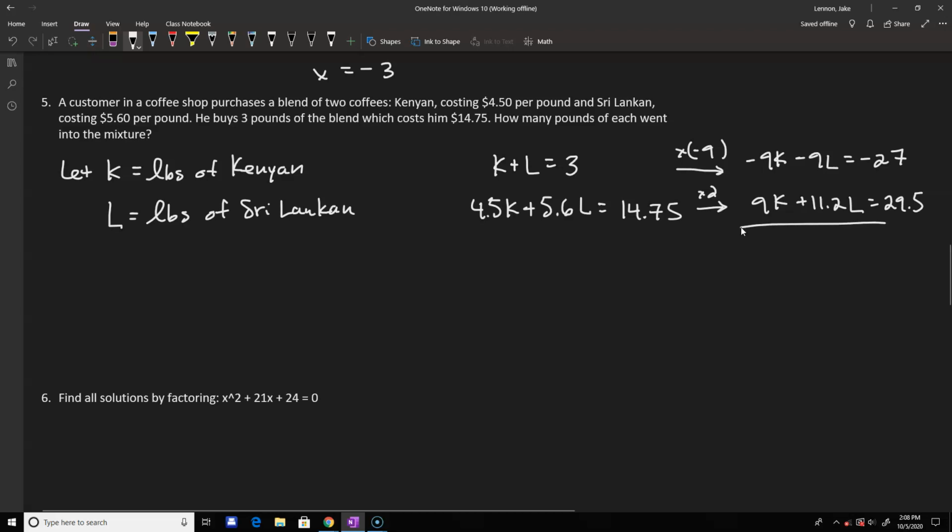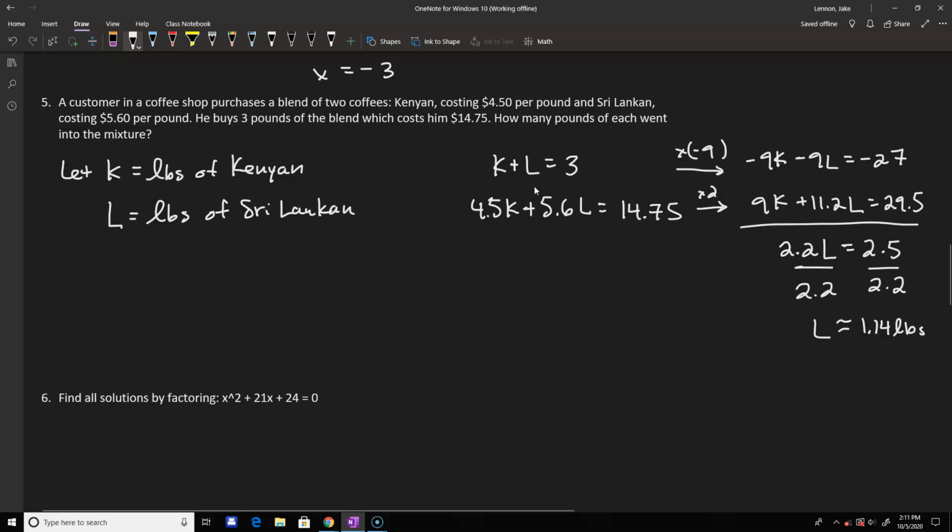Then we can add them together. The negative 9k and the positive 9k cancel. Negative 9l plus 11.2l is 2.2l, and negative 27 plus 29.5 comes out to 2.5. To solve for L, we divide by 2.2. This comes out to not a very exact number. If I round to 2 decimal places, L equals about 1.14 pounds.